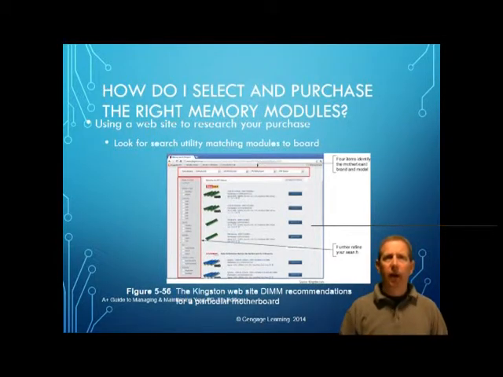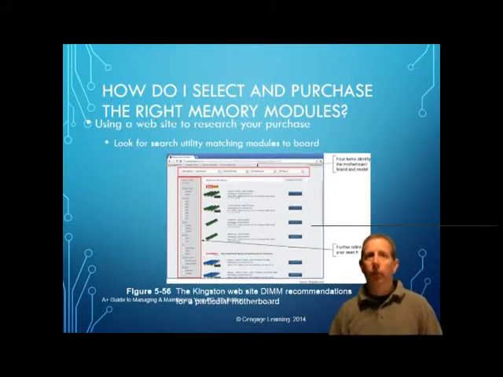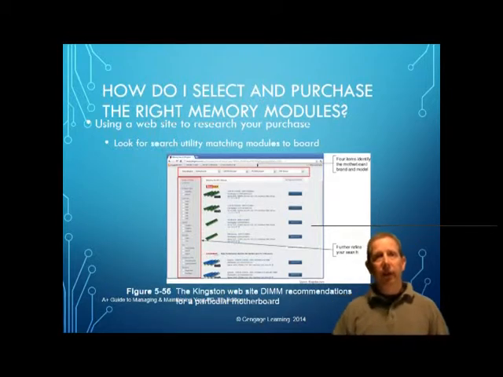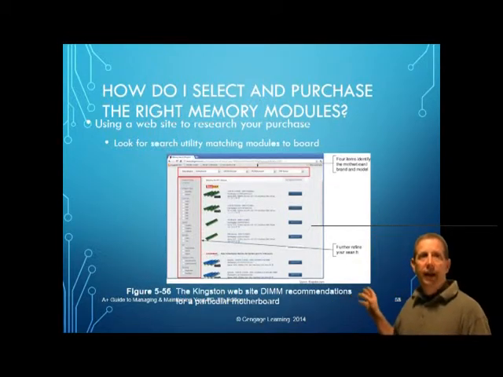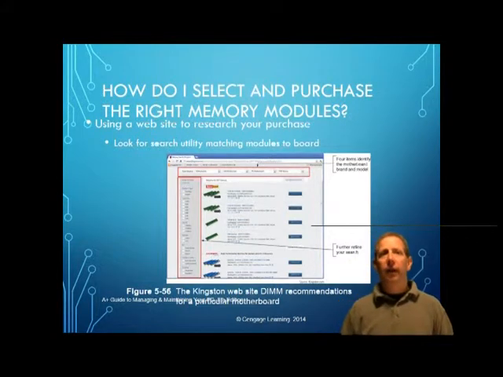When purchasing memory from a website such as Crucial or Kingston, look for a search utility that will match memory modules to your motherboard. These utilities are easy to use and help you confirm that you've made the right decisions about the type, size, and speed that you need to buy. You can also find help on other sites if the motherboard documentation is inadequate.